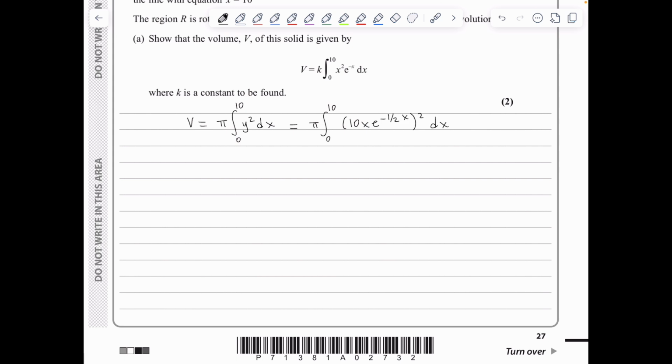Now obviously the 10 squared will give me 100 that can come out of the integral. So we're looking at 100 pi, the integral from 0 up to 10, x squared e to the minus x dx. This is because x squared is simply the x squared term here, and e to the minus a half x raised to the power of 2, I multiply the indices together, leaving me with e to the minus x.